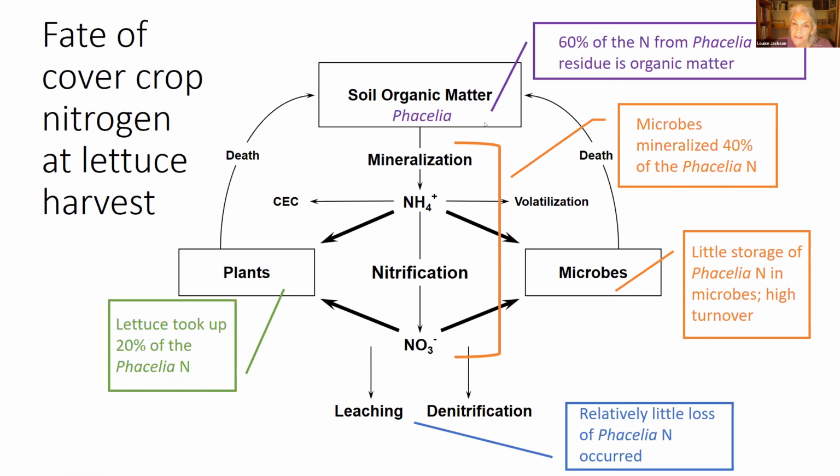So what we're seeing is a situation where the mineralization and nitrification process is going on pretty quickly. It's going into the microbes, but there's also a very rapid turnover, so that the accumulation of N15 at any one time isn't anything like what the Phacelia picked up. And the result of that, with the lettuce being very active with its roots in the right place at the right time, was that there was relatively little loss of the Phacelia cover crop N by leaching and denitrification.